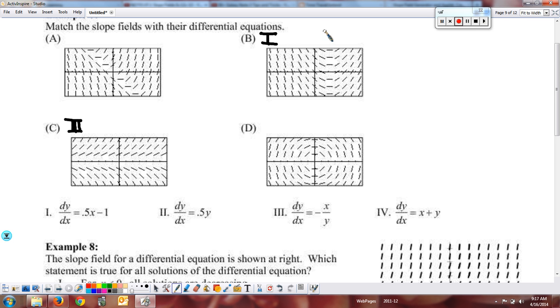Notice I don't have to do much for that. I'm just looking for certain key features. Now here, looking for where the slopes, let's do this one. When would the slopes be 0? When y equals negative x, okay?